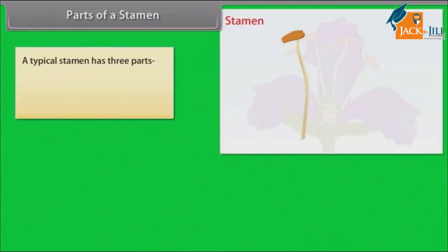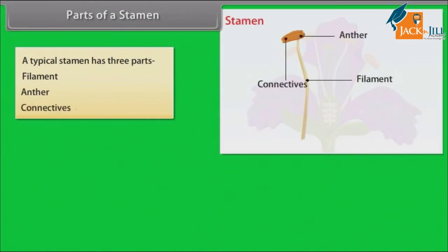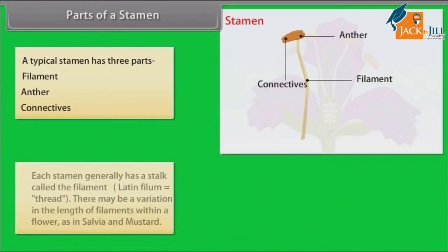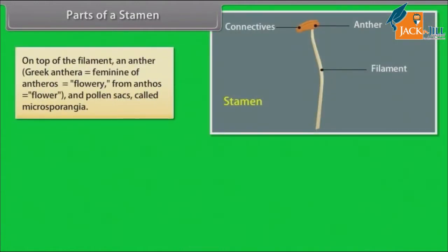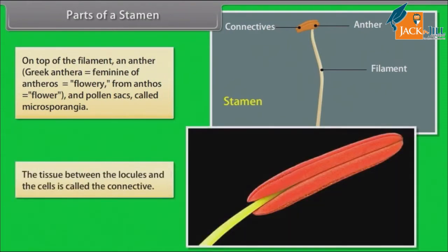A typical stamen has 3 parts: filament, anther, and connective. Each stamen generally has a stalk called the filament. There may be a variation in the length of filaments within a flower, as in Salvia and mustard. On top of the filament is the anther, with pollen sacs called microsporangia. The tissue between the locules is called the connective.